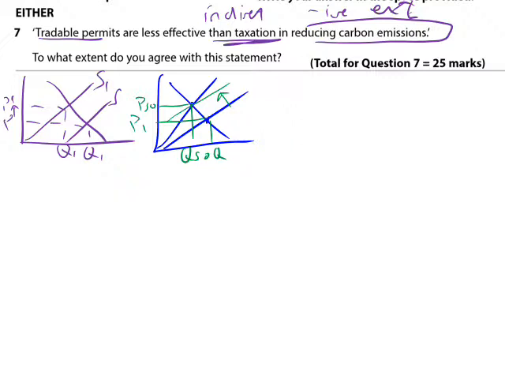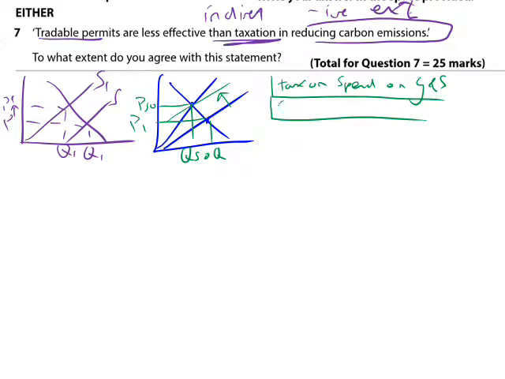If you were doing the tax, define an indirect tax. So it's a tax on spending on goods and services. If you talk about the effect of it, you need to mention that it increases cost of production. Don't forget your shift inwards in supply for accuracy. Then you talk about the price rising and the quantity falling.